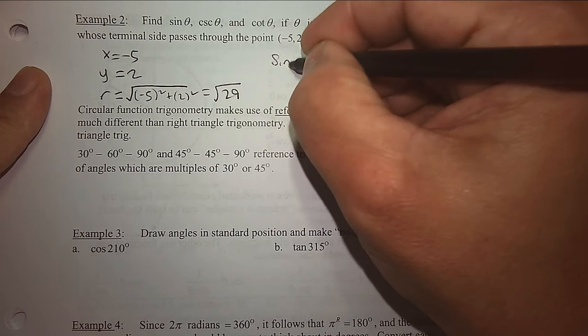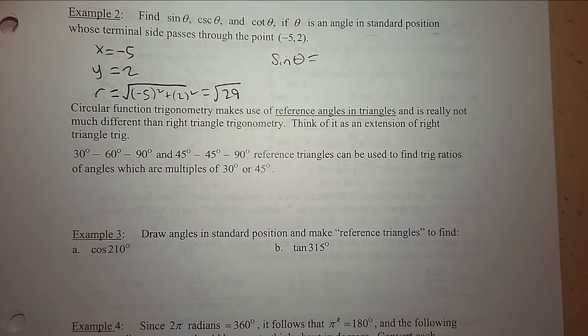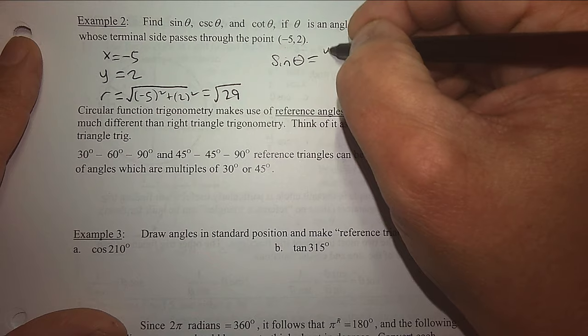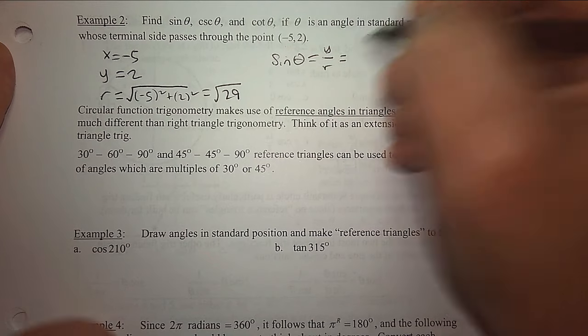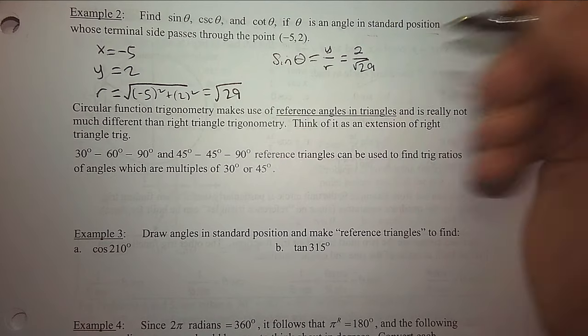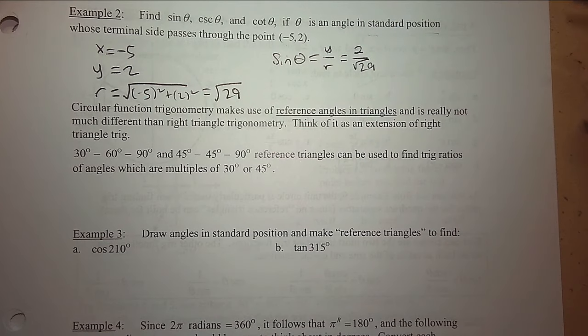Now you can answer these questions. What's the definition of sine theta using a circle instead of a right triangle? Sine is y over r. What is our y again? 2, and our r is root 29. You do not need to radicalize it. Is that the right word?